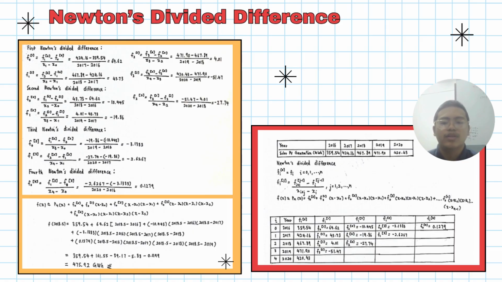Finally, we substitute x equals 2018.5 into the Newton polynomial. After performing the calculation, the estimated solar PV generation is 475.92 gigawatt hours.